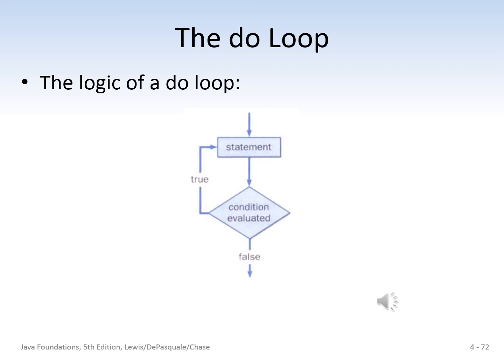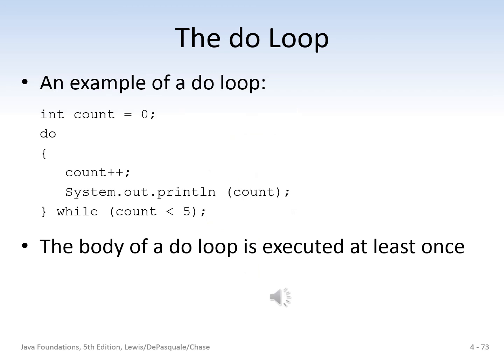Here's a diagram of the do loop. As I mentioned, the true statements or statement are always executed at least one time because the condition is not evaluated until after it runs through the statement or body of statements in the true. More review, exact same syntax as in C++.